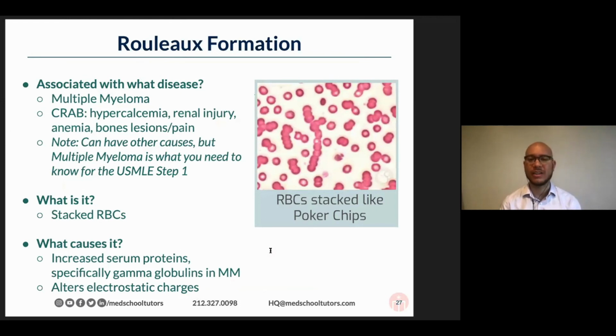The key association, the thing you need to know, is the association with multiple myeloma. And in case understanding why this happens helps it stick in your memory, I'll just point out that all of these proteins, I mean, it's just an enormous amount of protein in the blood. And as we know, proteins are made of amino acids, which have positive and negative charges. And when you have so many of these proteins around with all of these charged side chains, that alters the electrostatic charges. It alters the way the red blood cell membranes are associating with one another. And for that reason, it can lead to the formation of these rouleaus, the so-called poker chips. Great work, everyone.